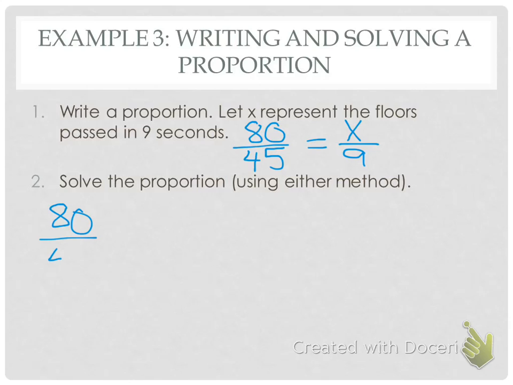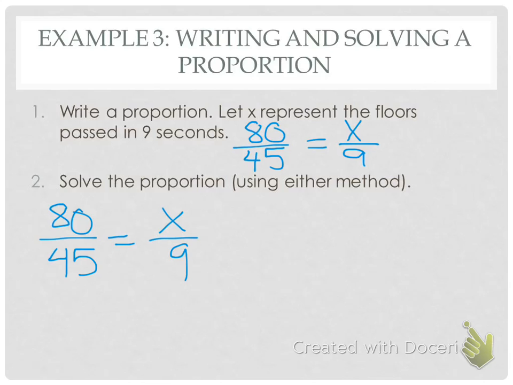80 over 45 equals x over 9. Now, I told you you can use either method, and you can. You can use either method to solve. One way is probably going to be easier than the other. So what do you think? Should we use equivalent ratios, or should we use algebra? Here's how you answer that question.